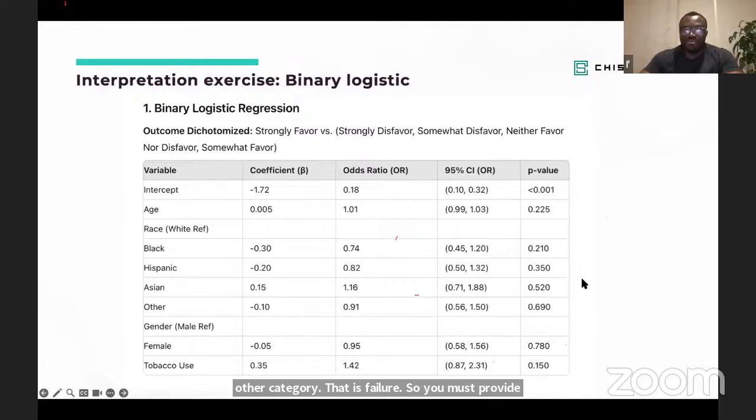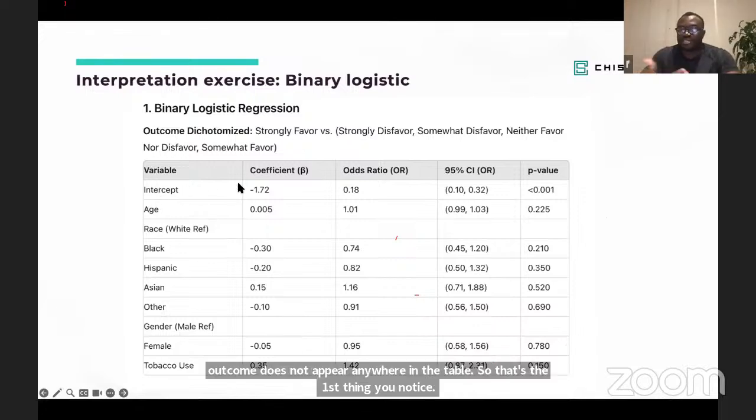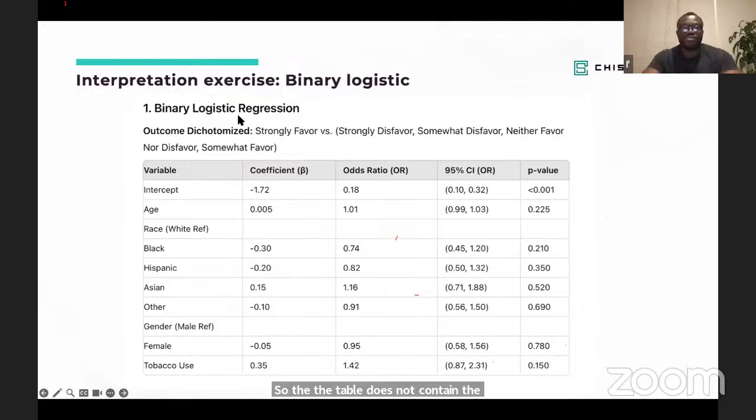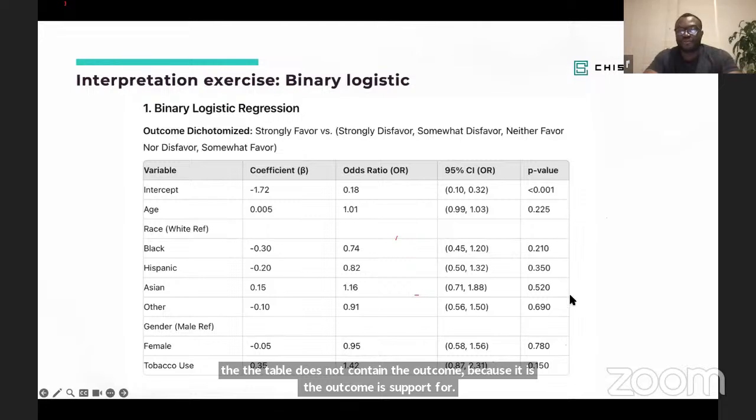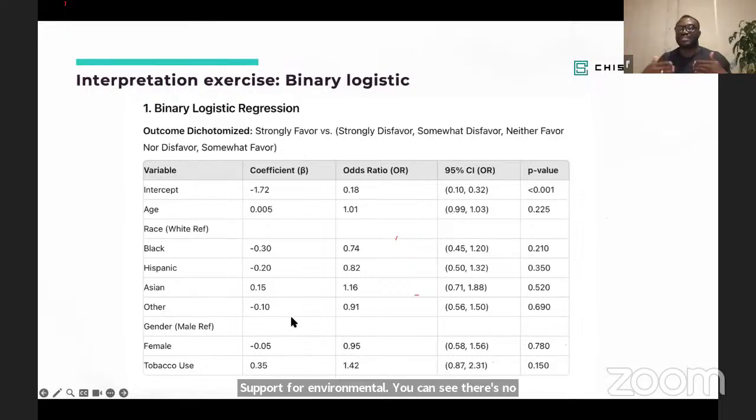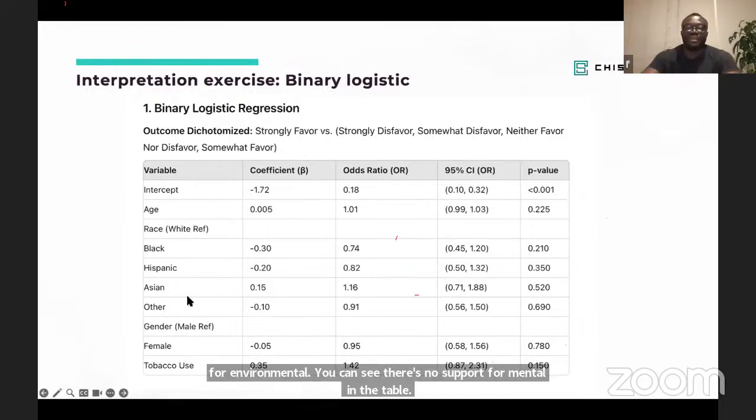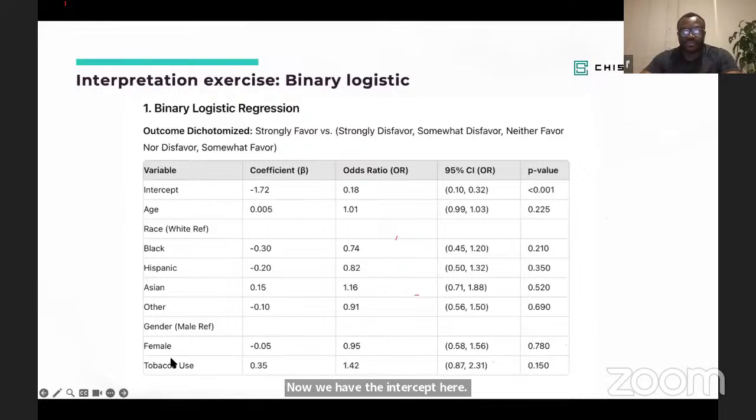Now, here we have the table. The first column here is the variable. These are the predictors. The outcome does not appear anywhere in the table. So that's the first thing you notice, right? The table does not contain the outcome because it is the outcome. Our outcome is support for a ban on menthol. You can see there's no support for menthol in the table because it is the outcome. Now, we have the intercept here, and then we have the predictors.